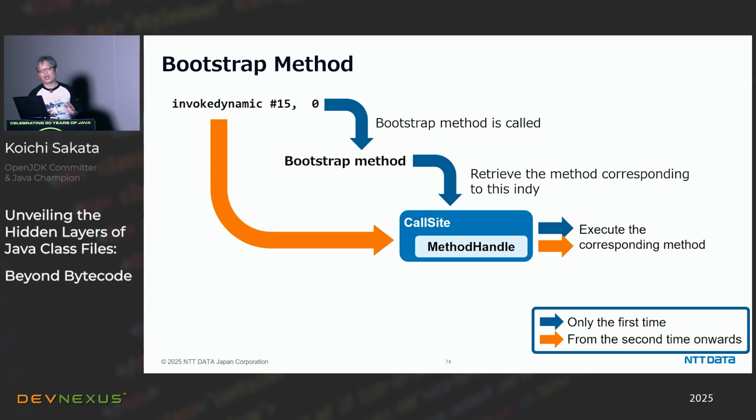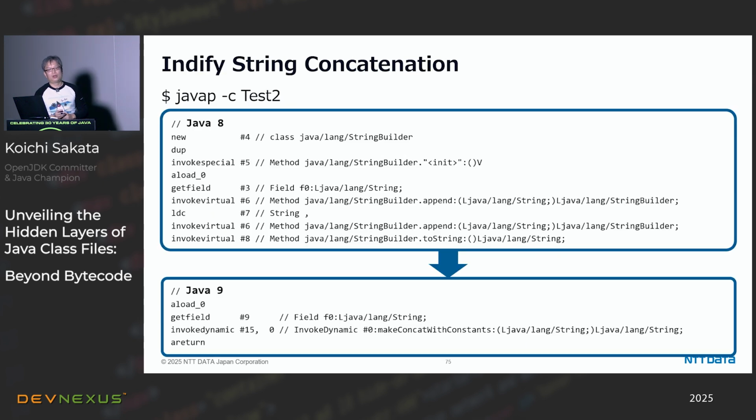From the second time onwards, the JVM uses the call site to call the method when executing the same invoke dynamic instruction. With the introduction of INDI, processes that used string builder until Java 8 were simplified using a single invoke dynamic instruction.